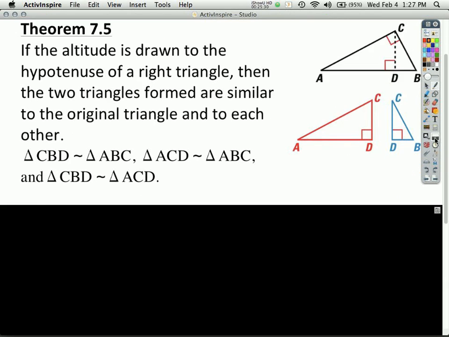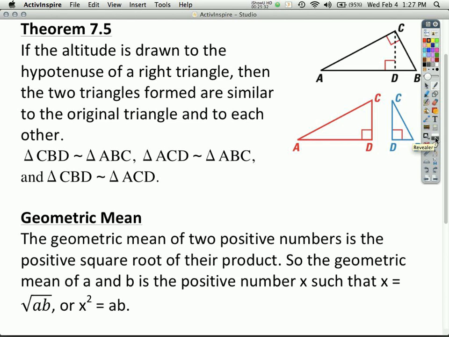Now, the second thing on your cheat sheet is the geometric mean definition. This is not a theorem. This is just a reminder of what geometric mean is. We already explored it yesterday. You can say it 2 ways: x is the square root of a times b, or x squared is equal to a times b. That's a geometric mean.